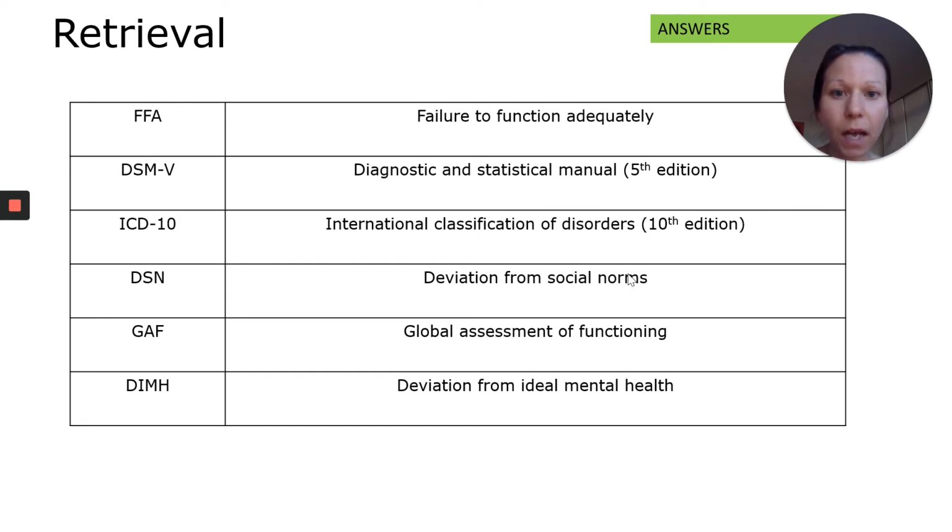Okay, and having done that and recalled your knowledge, let's just double check. So failure to function adequately, of course, one of our 4 definitions. DSM-4 or 5 is our diagnostic and statistical manual. ICD-10, which we haven't talked a great deal about, but it is still used internationally, and it was used in Britain for a long time, but in recent years we tend to use more the DSM. But that is just another equivalent. It's a classification of disorders, a sort of manual that you would go to. Deviation from social norms, global assessment of functioning, and deviation from ideal mental health.